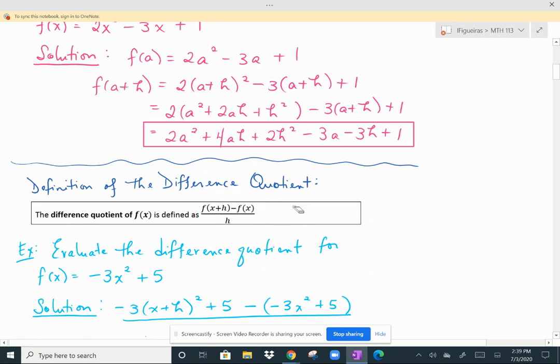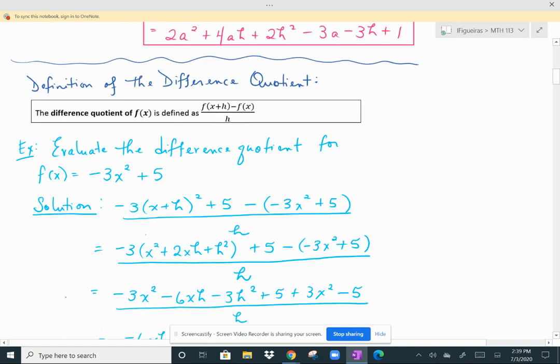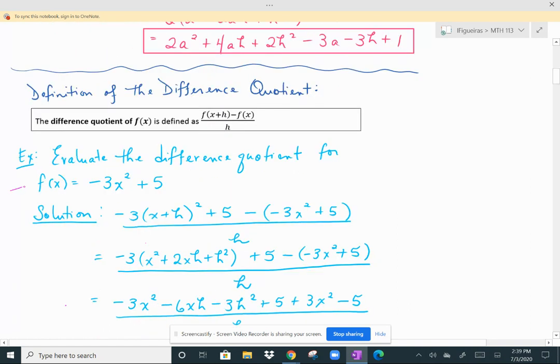Your numerator will be different depending on what your function is, but your denominator should always be h. Okay, so let's practice in these next couple of examples. We start with a quadratic function: negative 3x squared plus 5. Remember, the numerator has to be f of x plus h minus f of x. So let's do the f of x plus h part first. That's exactly what you see here. The x gets replaced with x plus h, and everything else should be the same.